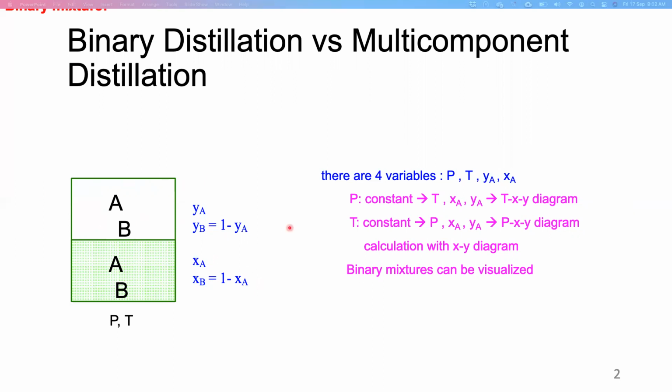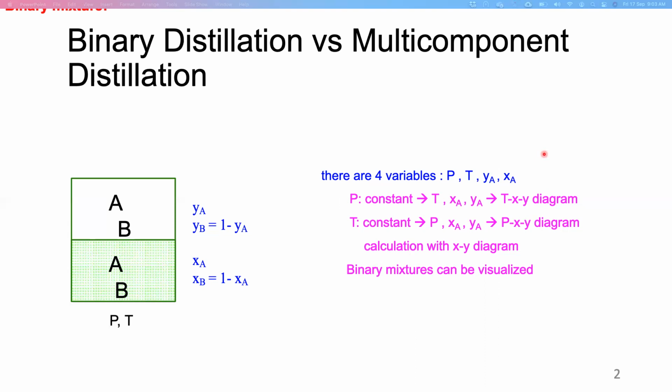At this condition, the equilibrium is correlated and dependent on the pressure and also the temperature. So with that, we have four variables: pressure, temperature, mole fraction of A in the vapor, and mole fraction of A in the liquid. If P is kept constant, then the variables are the temperature, X and also Y, and we can visualize that in a TXY diagram.